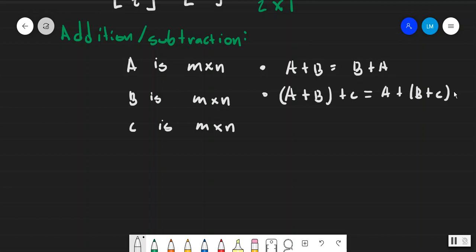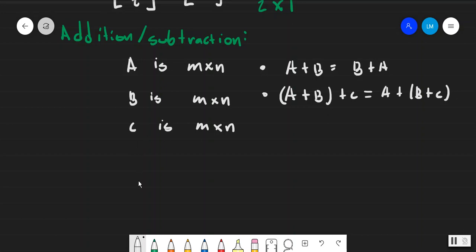Now, the same thing works for subtraction, where if we subtract, it's more or less going to be the exact same thing. So that's one thing to look at.